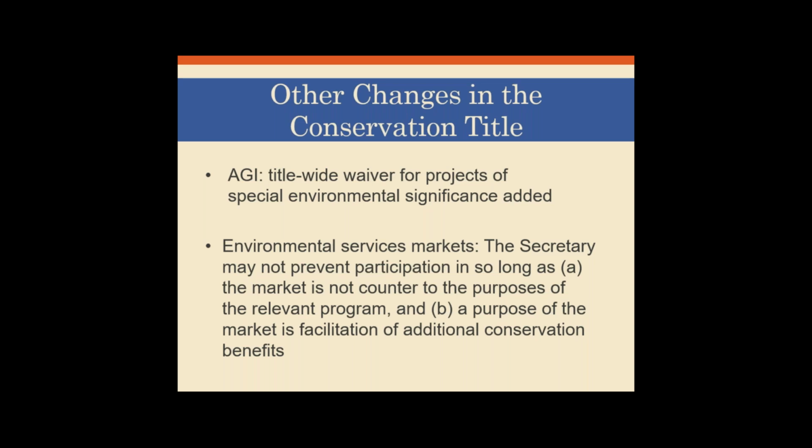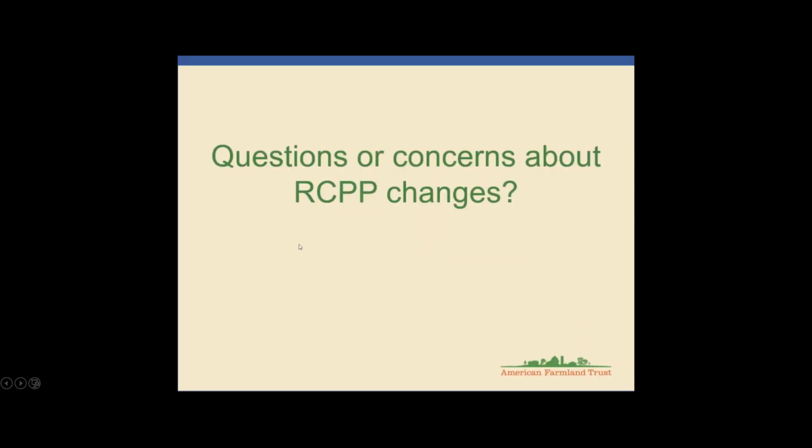There's also some language that applies to the entire title regarding environmental service markets that states that the Secretary won't prevent participation in this type of market as long as it's not counter to the purposes of the conservation program, and the purpose of the market is to facilitate additional conservation benefits above what that producer might be getting from participating in the conservation program. So those are some pretty quick and high-level descriptions of changes in RCPP, and I am ready to hear questions from the audience. Chris.